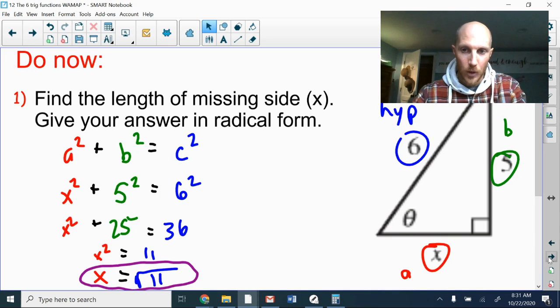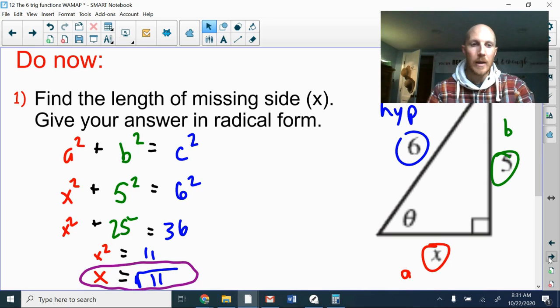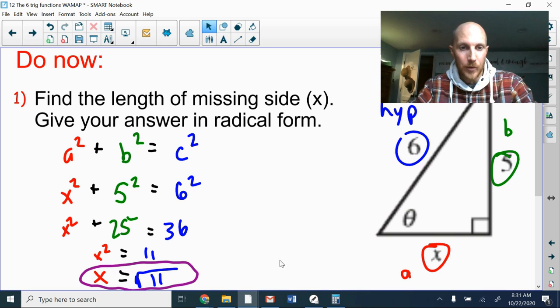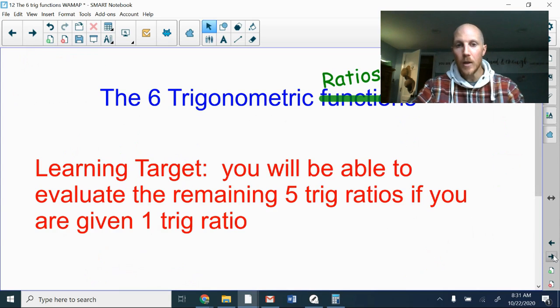All right, so here is what we ought to come up with. The 6 is the hypotenuse. We have to use that as c. So we do x squared plus 5 squared equals 6 squared, and end up with radical 11. No decimals on this one. We want radical form. So when we square root 11, we'll leave it as the square root of 11.